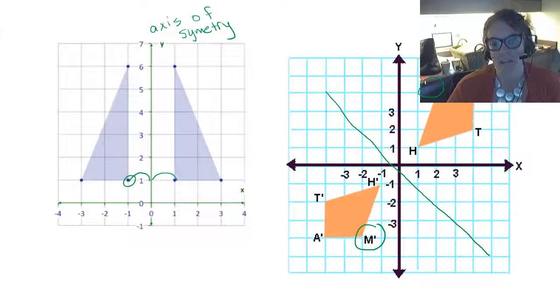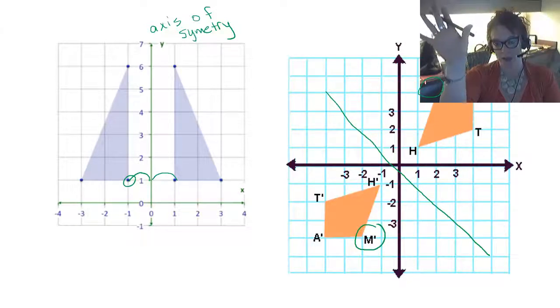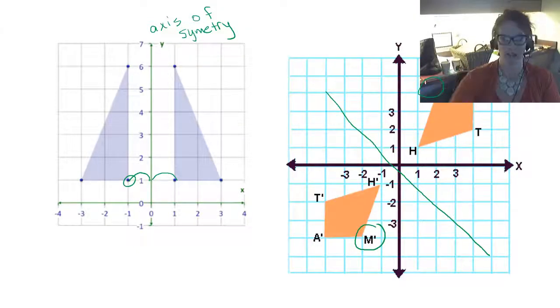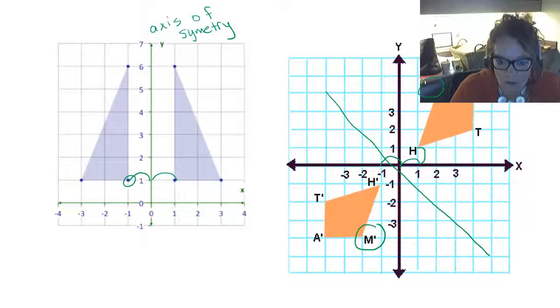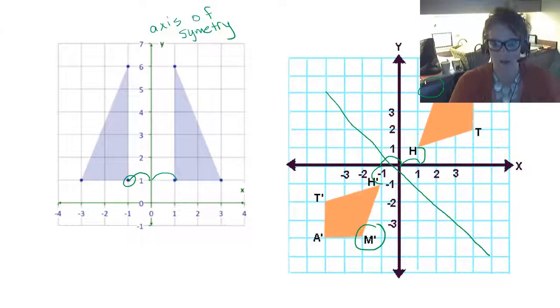Okay, so pretend that green line is the mirror, and they had one shape up in the top quadrant, and they flipped it down into that bottom quadrant. So that one is kind of cool, but you can see that it is one space over and one space up. So they went one space over and one space down, kind of doing the opposite.